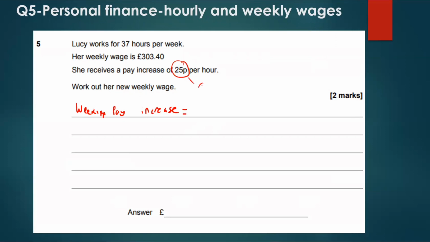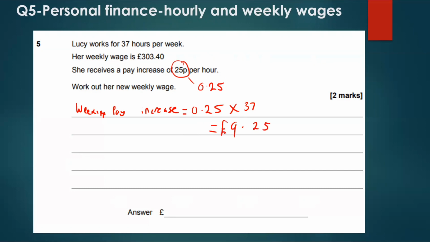Now, I'm going to make this into 0.25 because it says pennies. So it's going to be 0.25, and I'm going to times that by how many hours she works to see the increase. So she works 37 hours per week, and she gets 25p per hour. So if you do 0.25 times by 37, that would tell me how much money she gets as an increase. So she gets £9.25 as an increase.